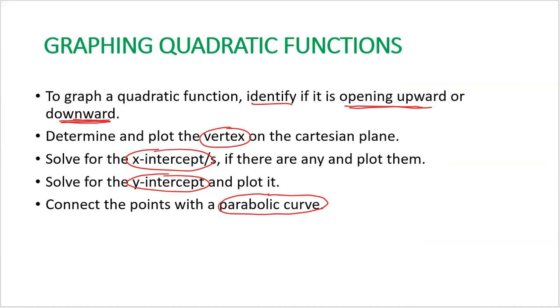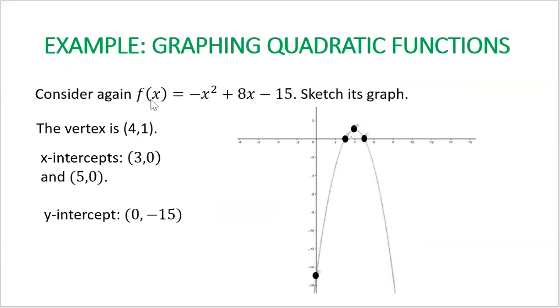So let's try graphing our example earlier. So again, if we consider f of x is equal to negative x squared plus 8x minus 15, let us sketch its graph. From our previous computations, the vertex is 4, comma 1. So from the origin, we move 4 units to the right and then 1 unit upward. So we have 1, 2, 3, and 4, and then 1 unit upward. So we get this point as our vertex.